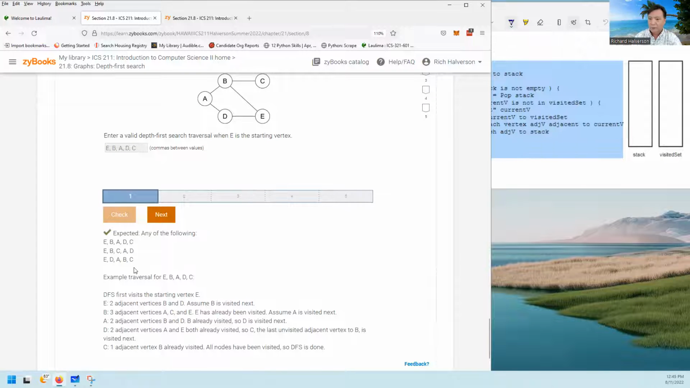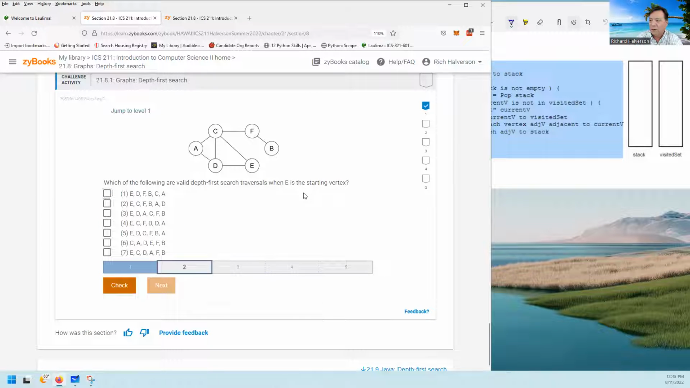There we go. These are the 3 ways that you can step through when E is your starting point. The first one is E, B, A, D, C. It looks like that's what I did. The next one is E, B, C, A, D. And the third one is E, D, A, B, C. That's kind of a nice one. All right, what's next?